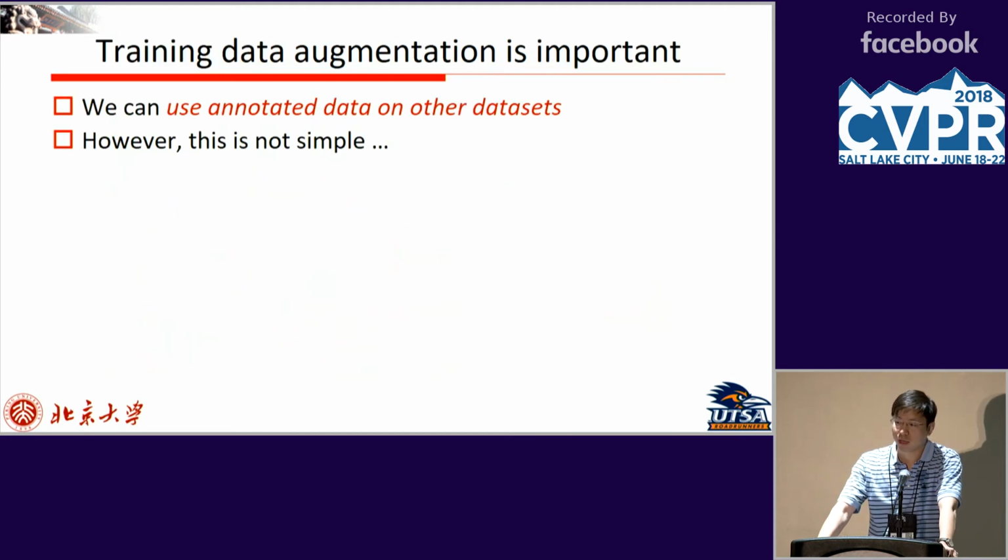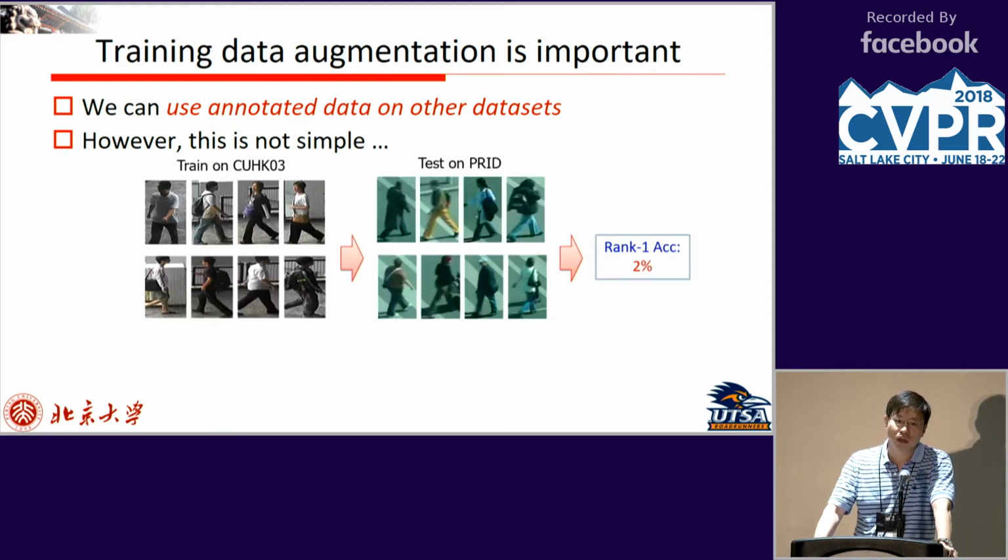So we need better data augmentation to solve this problem. Actually, we can use annotated data on another dataset to solve this problem. However, this is not simple. For example, when we train on CUHK and test on PRID, we only get 2% rank-1 accuracy.